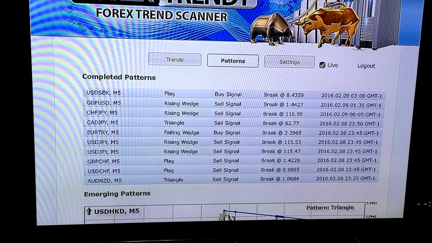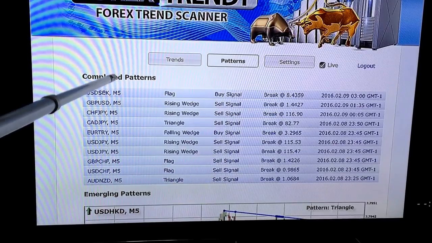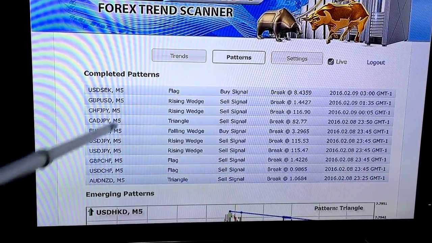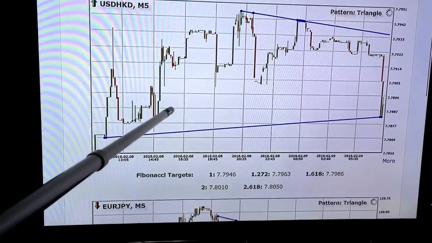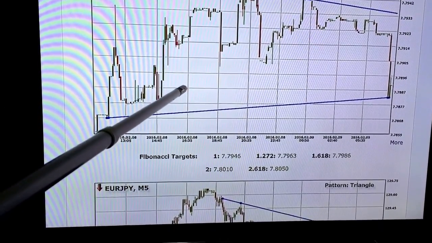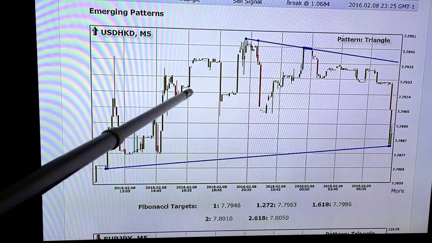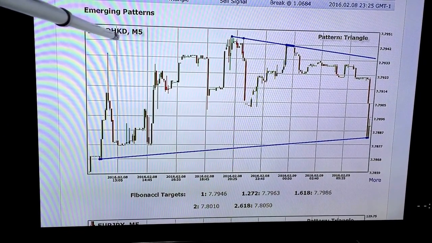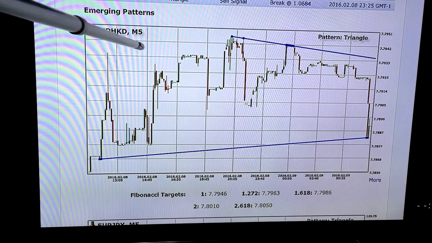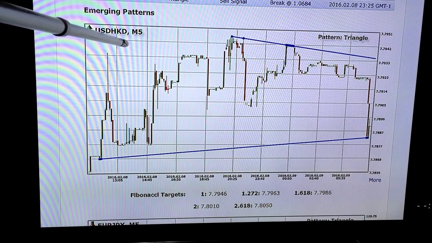Let's go to patterns. As you can see, these are completed patterns. These are patterns that are completing, and these are emerging patterns. These are patterns that are forming. It's showing us patterns that are forming. You can set your time frame to any time frame you like, but I use the 5-minute time frame just as an example.